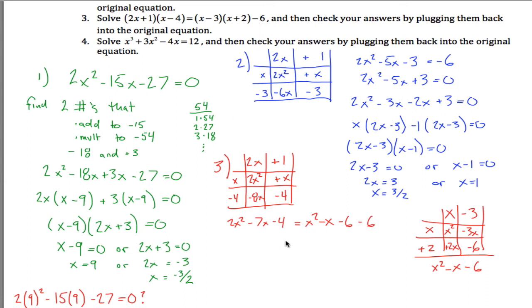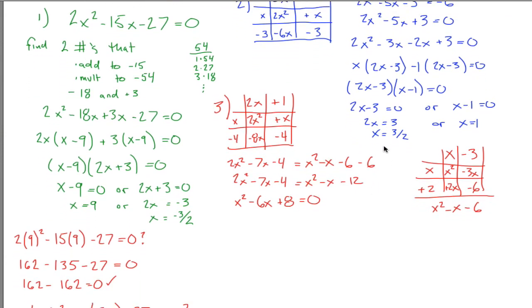And so what I want to do is get this equal to 0. And I can make this equal to 0 if I first combine like terms and then move everything over to one side. So subtract x squared from both sides. 2x squared minus x squared just leaves me with x squared. Add x to both sides. Negative 7x plus x would be negative 6x. And then add 12 to both sides. Negative 4 plus 12 would be positive 8.